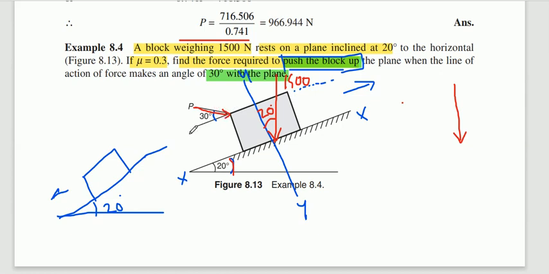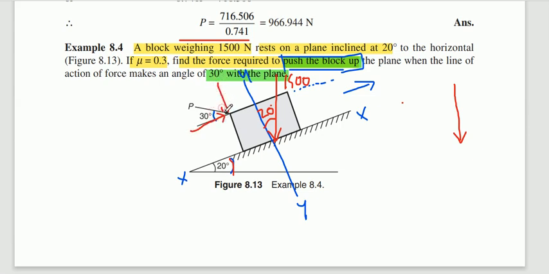So you need to write the horizontal and vertical components of P. What is the horizontal component of P here? Resolve the forces. What are the horizontal and vertical components of the P here? P cos 30. What is the vertical component? P sin 30. P sin 30 is the vertical component.